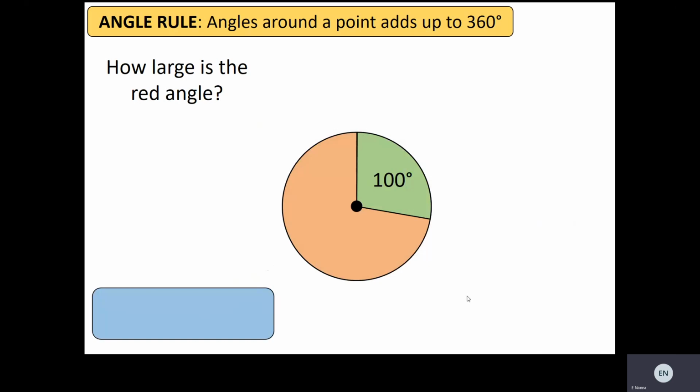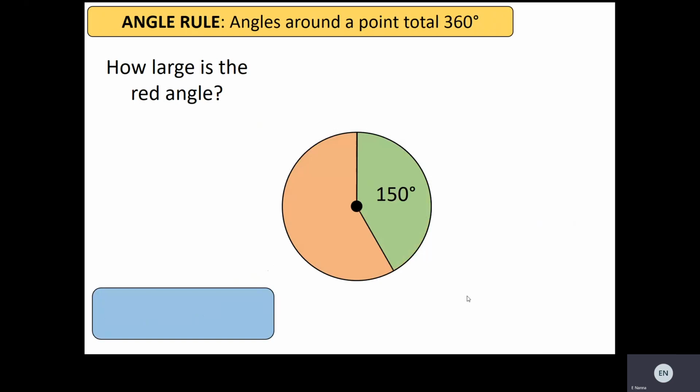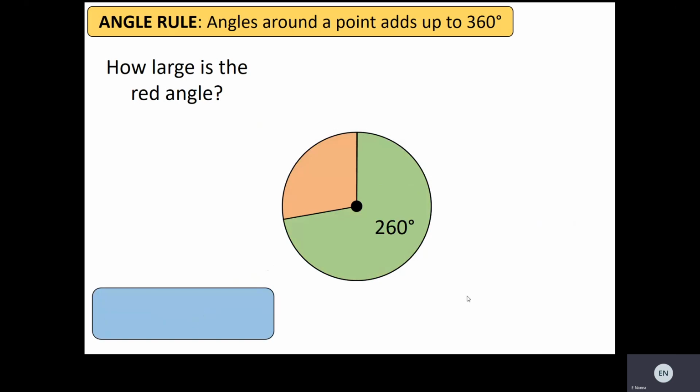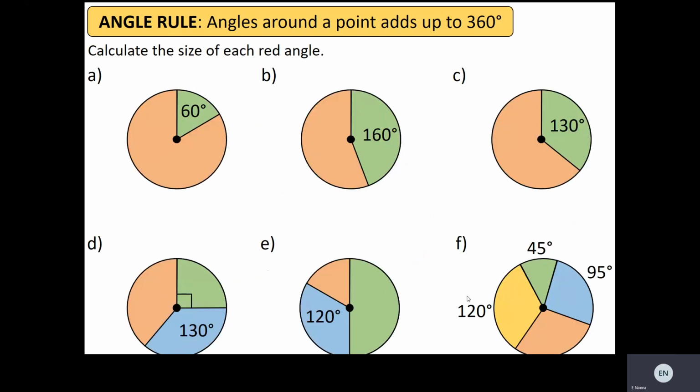Next one, how large is the red angle? I know it's not red, but I'm using red, so please assume the missing angle there is red. Same thing, 360 take away 100, and that should give you 260 degrees. Next one, how large is the red angle? Take it away from 360 degrees, and you should have 210 degrees. Easy. How large is the red angle again here? You're simply taking it away from 360, and then you should get an answer.